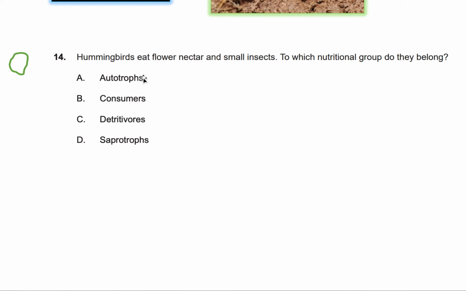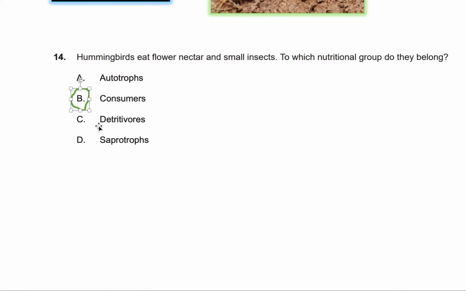So A, autotroph. Remember, autotroph is only for plants, and we know a bird is not a plant. So a bird can't make its own food. It needs to eat something else for its food. So therefore it cannot be an autotroph. An autotroph is only a plant. Can it be a consumer? Yes, absolutely. It consumes, literally it says right here, it eats flower nectar and small insects. So it's eating stuff. So therefore it's definitely a consumer, like a human.